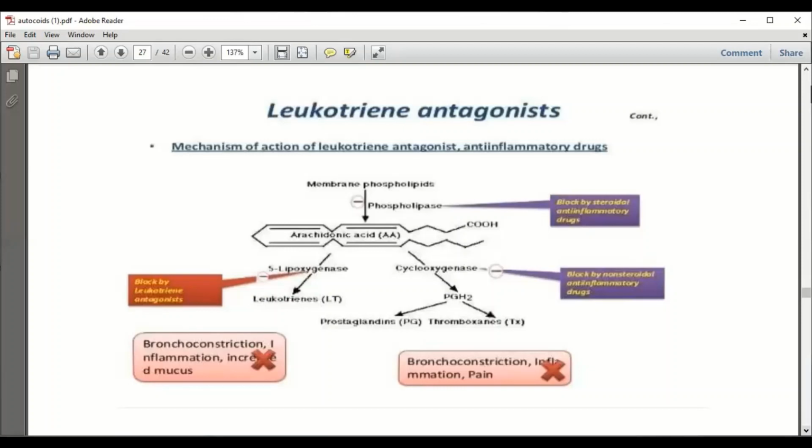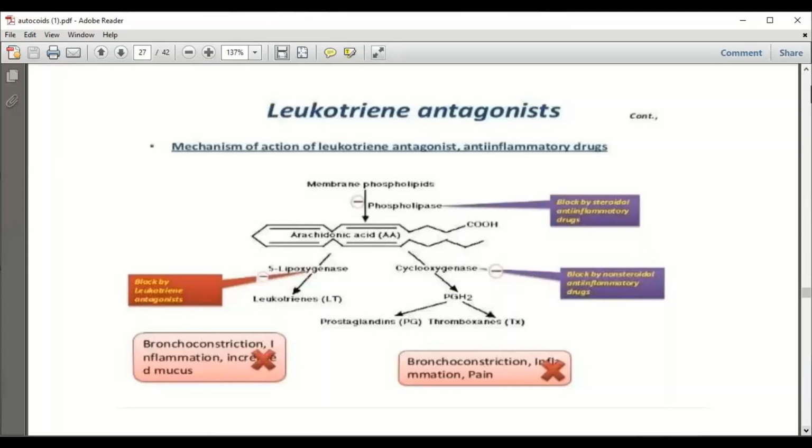There's a bigger pathway in the cyclooxygenase, which is around autacoids, and it is well discussed in non-steroidal anti-inflammatory drugs because there's COX-1 and COX-2. So prostaglandin H2 leads to thromboxane and also prostaglandins. These cause bronchoconstriction, inflammation and pain. You know very well thromboxane works in the coagulation pathway.